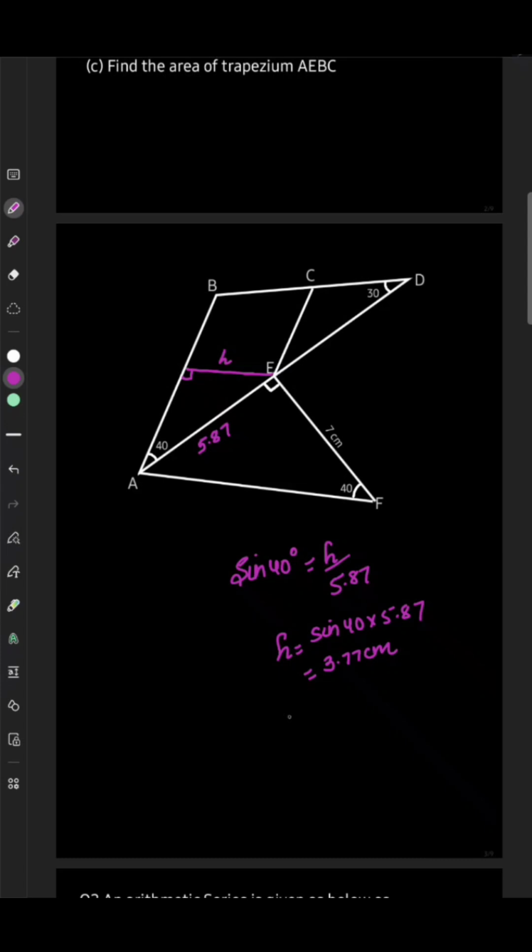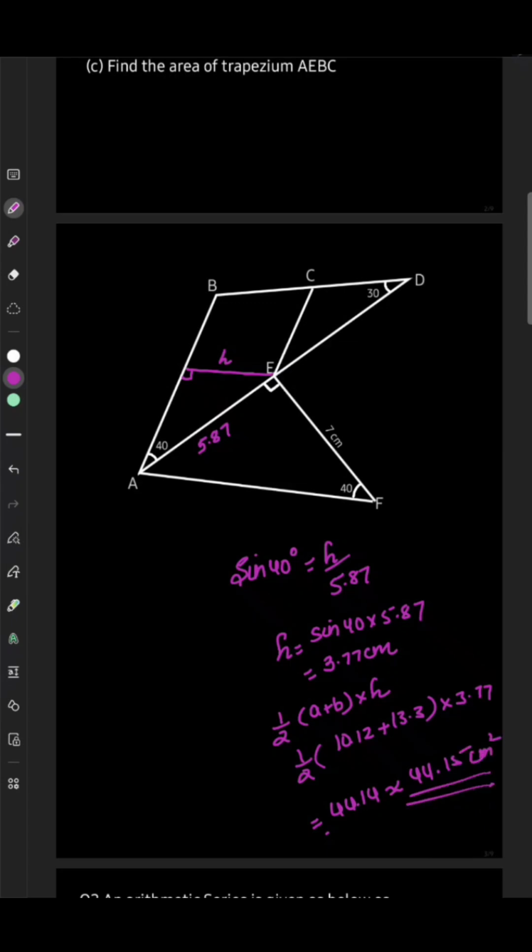I just have to apply the formula to calculate the area of the trapezium, which is half times (A plus B), that is the sum of the parallel sides, times height. And that will be, we have calculated EC as 10.12, AB was 13.3, and height is 3.77. That will give me the answer as 44.14, or up to 2 decimal places I can say 44.15 centimeters squared, and this is the area of this given trapezium.